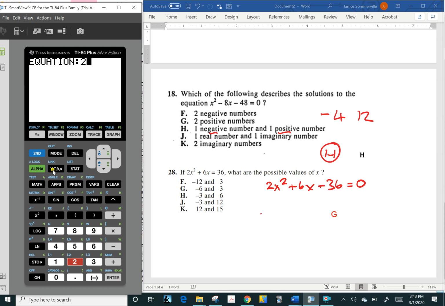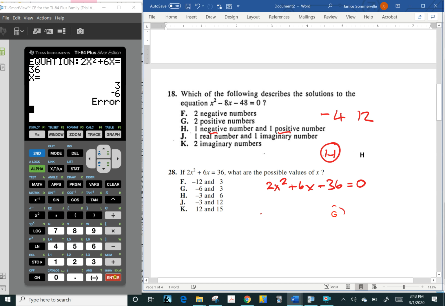So you do 2x, and down here for the squared, plus 6x, 2x equals, and that's 1 equals 36. And we hit enter, and it gives us 3 and -6. We're looking for answer G, and it's 3 and -6.